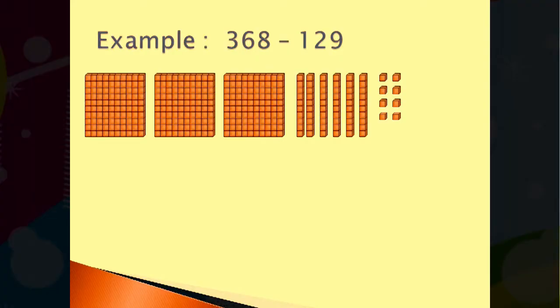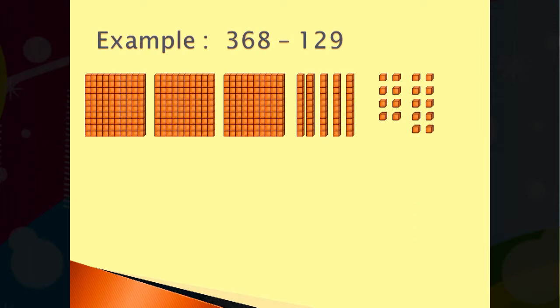Let's look at another example. 368 minus 129. Here we have 8 units and would like to subtract 9 units. Now, in order for us to do that, we're going to regroup. So we go to the tens column and we're going to take one group of 10 from there and regroup them as 10 units. Now we have 18 units and we want to subtract 9 units.